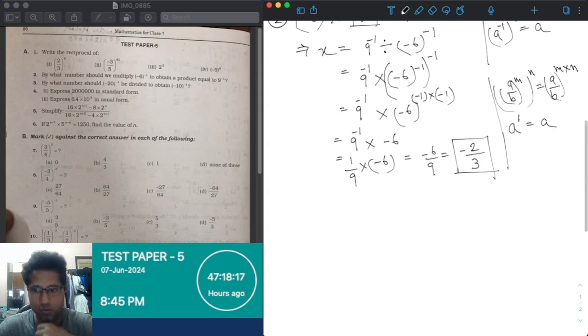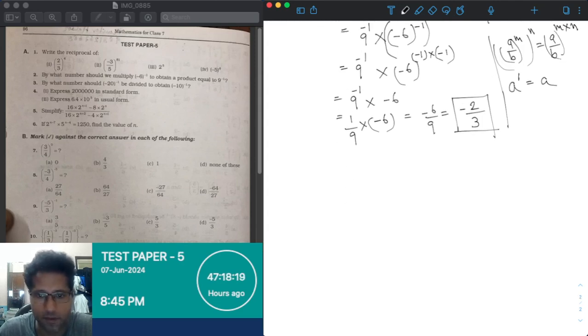Okay, so 2 is done. Let's see question number 3. Question number 3. By what number should minus 20 to the power minus 1 be divided, let that number be x, to obtain minus 10 to the power minus 1?